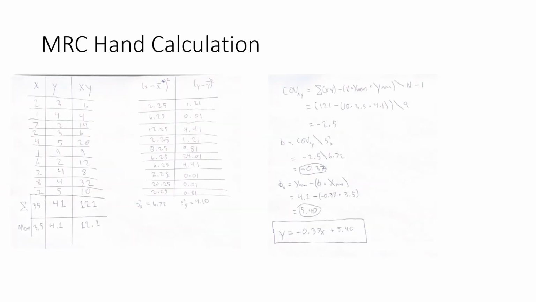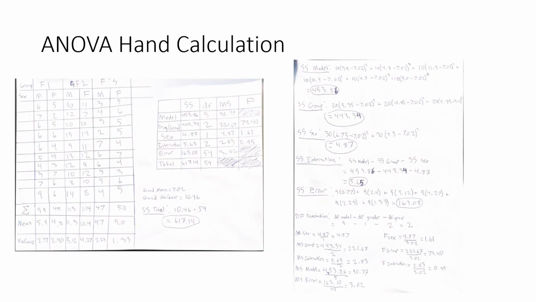And here you can see my hand calculation for a bivariate MRC calculation. And here's my hand calculation for the ANOVA. And that concludes my presentation.